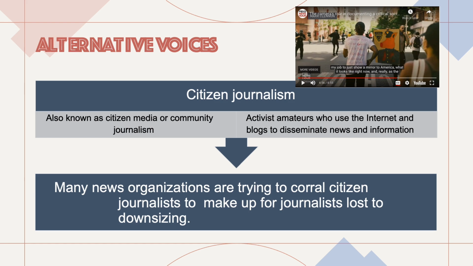So some of the important alternative voices in the journalism landscape today are also those that are provided to us through citizen journalism, or what's sometimes called citizen media or community journalism. These are often activist or amateur journalists that use digital media technologies like phone videos to disseminate news and information that's often ignored by the mainstream press.